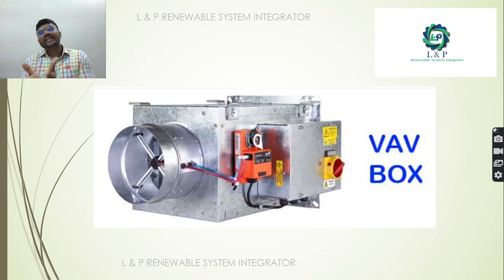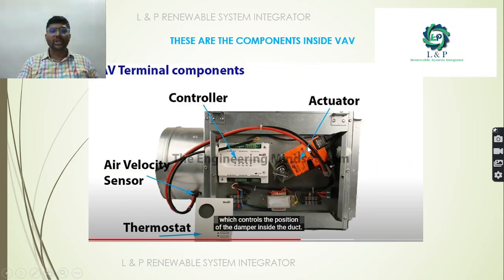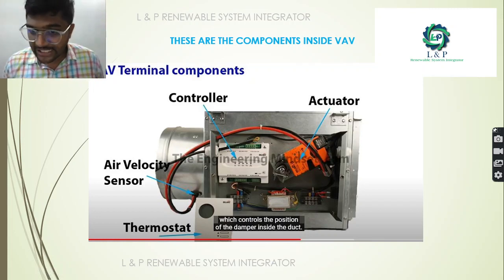Based on different designers, the model might differ, but these are the airflow sensors, these are the damper actuators, this is the VAV box. Inside that only the controllers will be there. And thermostats normally will be mounted on the wall. Nowadays we are having wireless thermostats also.